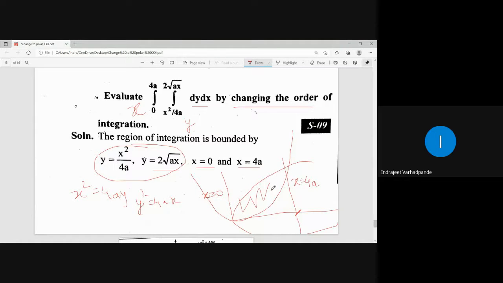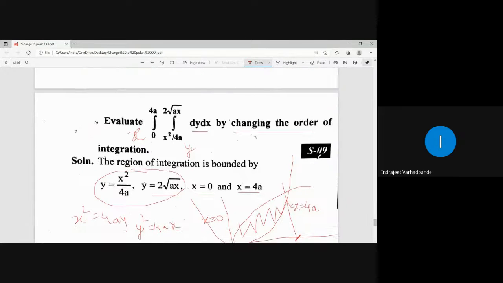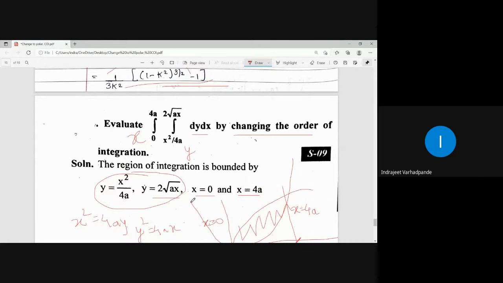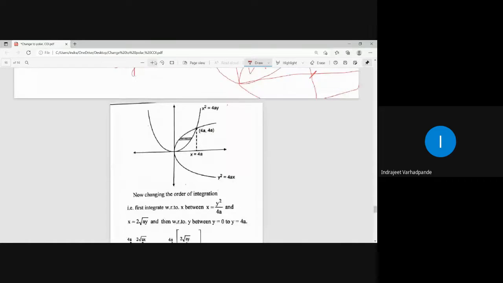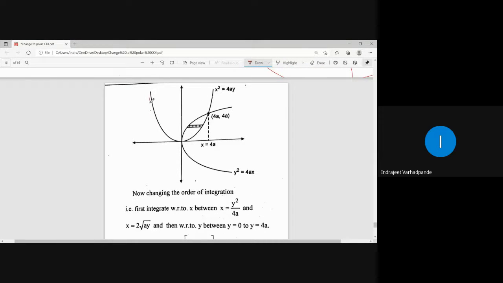This is particularly the region of integration. So draw the region appropriately. What you are able to see, this is a parabola x square equal to 4ay. This is a parabola y square equal to 4ax. This is a line x equal to 4a. Coordinate is 4a comma 0. Point of intersection of these two parabolas is 4a comma 4a.